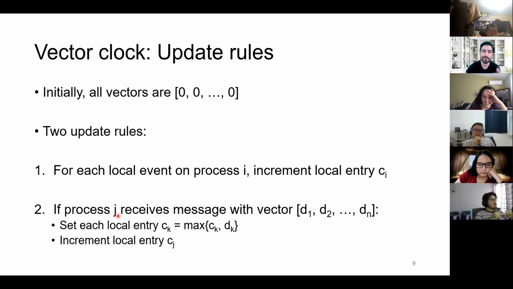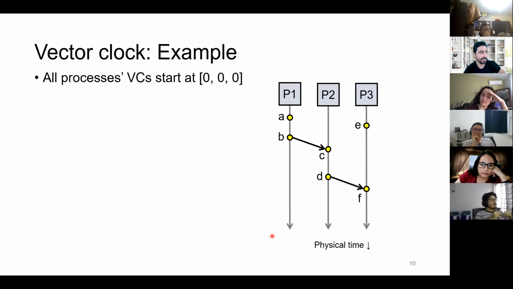If process J receives a message with vector D, set each local entry C_K to the max of C_K and D_K. It's more or less like what we were discussing there, but now we don't assign just the ID of the processor. We are assigning one vector that captures all the processors' IDs. So now you can see why I said the Lamport clock cannot capture the complete causality in a distributed system, but the vector clock can. It's much easier and simpler here.